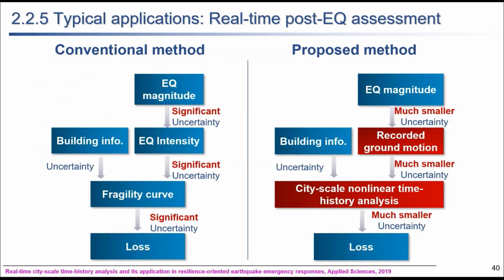And we can also use this technology for the emergency response after an earthquake. On the left is the conventional method for earthquake damage assessment after an earthquake. We have the earthquake magnitude, and then we use some ground motion prediction equation to predict the intensity, and then we use a fragility curve to predict the loss. But the entire routine has significant uncertainty. With our technology, we can directly use the recorded ground motion, input it to the city model and do the nonlinear time history analysis, so we can significantly reduce the uncertainty.